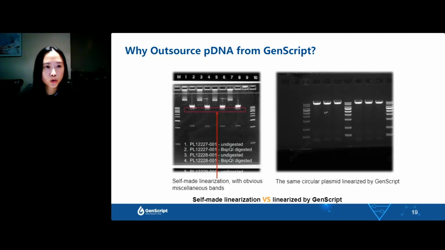And why do you have to outsource the plasmid DNA from GenScript? Here's the comparison between the self-made linearization and linearized by GenScript. On the left side, it's a self-made linearization. We can see the obvious miscellaneous bands. And on the right side, it's the same circular plasmid linearized by GenScript.